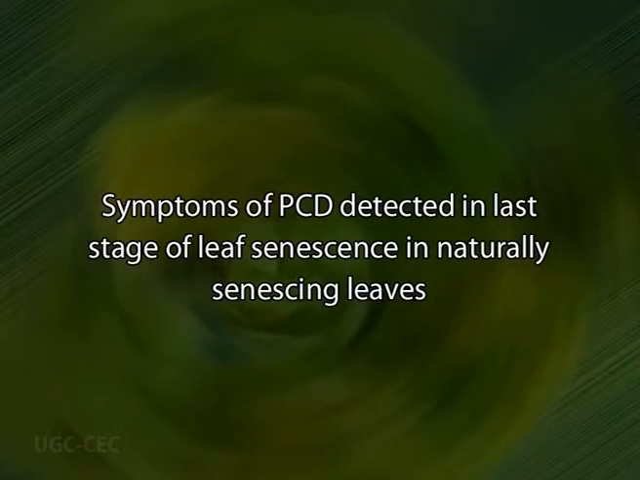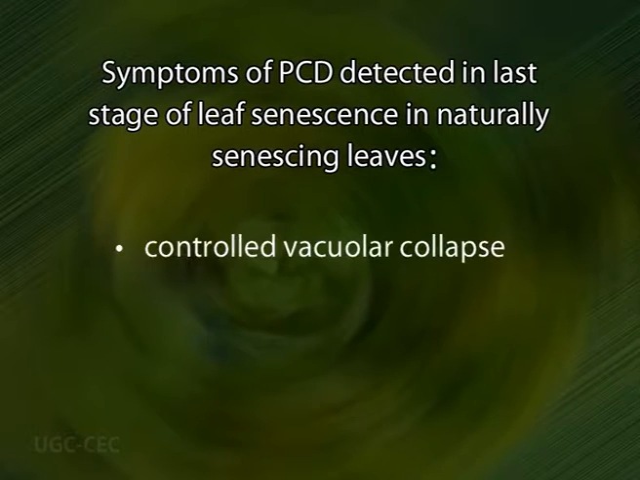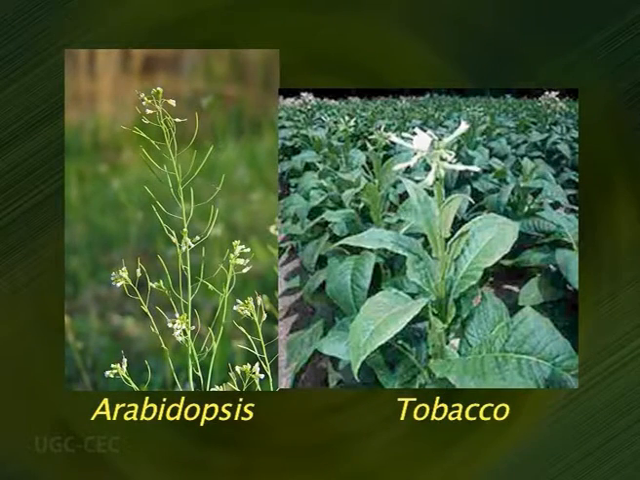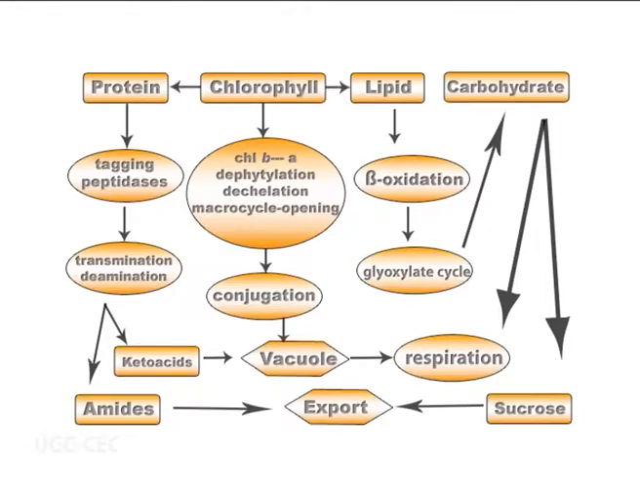In the last stage of leaf senescence, typical symptoms of programmed cell death such as controlled vacuolar collapse, chromatin condensation, and DNA laddering are detected in naturally senescing leaves from a variety of plants including Arabidopsis and tobacco. These observations imply that leaf senescence involves cellular events that ultimately lead to programmed cell death. Eventually, visible disintegration of the plasma membrane and vacuolar membranes appears. The loss of integrity of plasma membrane then leads to disruption of cellular homeostasis, ending the life of cell in senescing leaves.